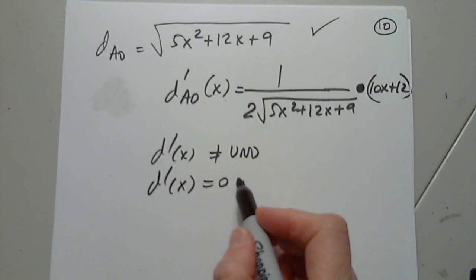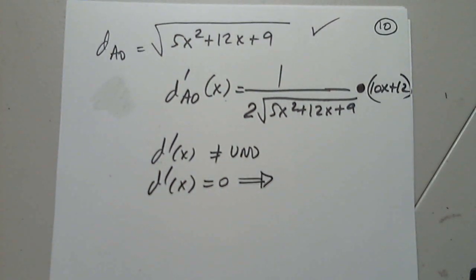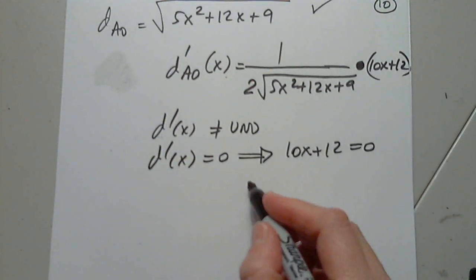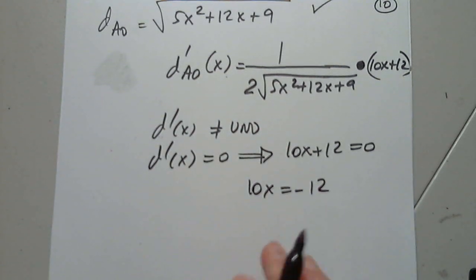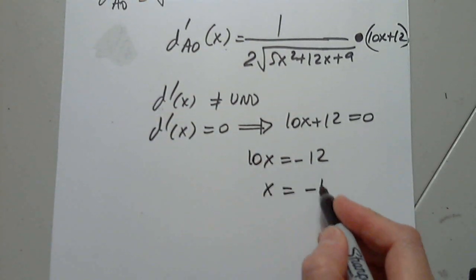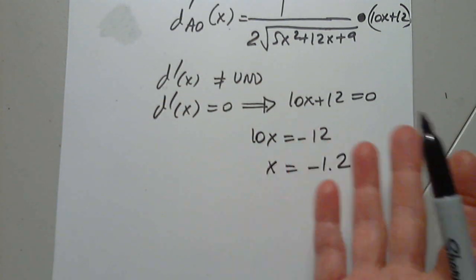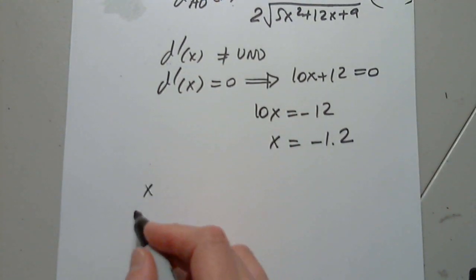If it is 0, then, if it is 0, then what? It would have to be 0. Yes, 10x plus 12 has to be 0, or 10x equals negative 12, or x equals negative 1.2. Does this give a minimum? I have no idea. I will in a minute.